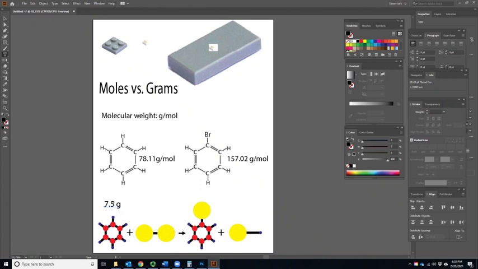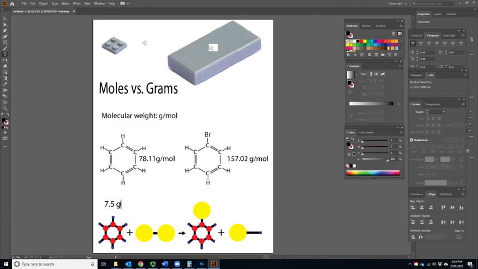So to do that, we're going to go from grams to moles for the benzene. Now, you can look this up, but the grams per mole, we've given it up here, right? You can look that up. That's 78.11. So I would divide 7.5 by 78.11 to figure out how many moles of this I'm starting with.